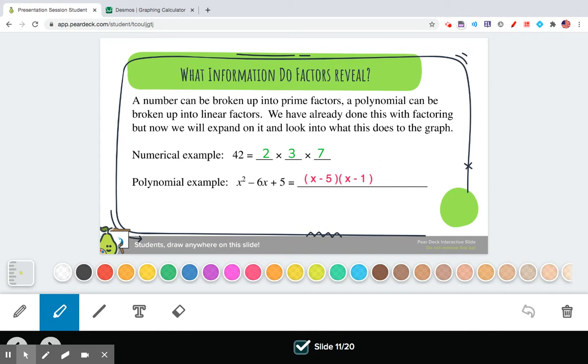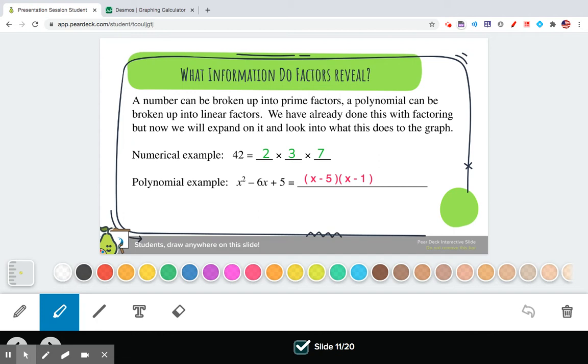So just refreshing your memory on factors. We know that a number can be broken up into factors. So for example, the number 42, we can write it as 2 times 3 times 7, where 2, 3, and 7 are all factors of the number 42.